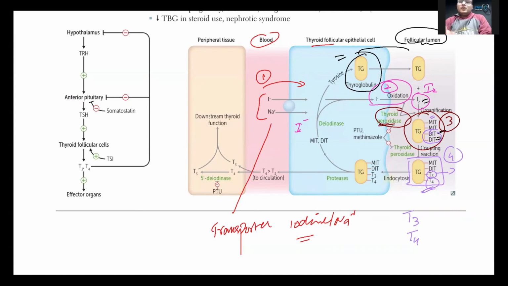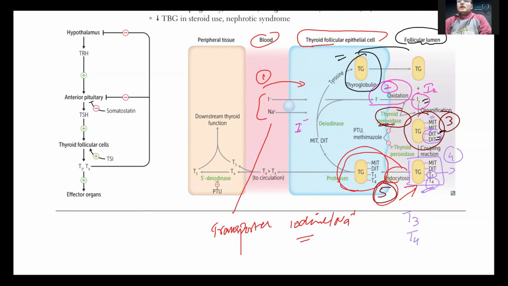Step number 4 is done. Now we will go to step number 5, which is the endocytosis of this protein structure. This is a protein attached to the iodine-coupled molecule. It will go from the follicular lumen inside the follicular epithelial cell. This is reaction number 5, endocytosis. So this is now present inside the thyroid follicular epithelial cells. Now we will discuss the next very important concept.